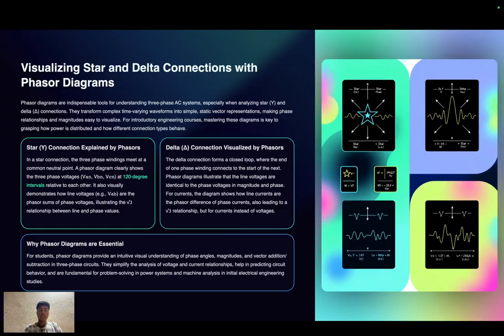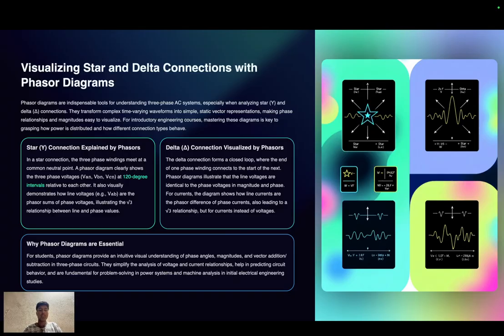Star connection concept and configuration. Let us begin with the star connection. In a star configuration, one end of each of the three-phase windings is connected together at a single neutral point, while the other ends are connected to the three line conductors. So in simple terms, the three coils meet at one common point, the neutral.